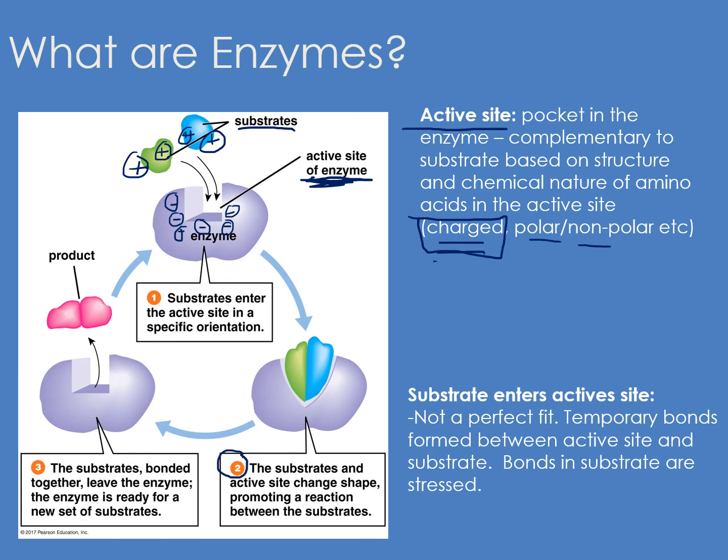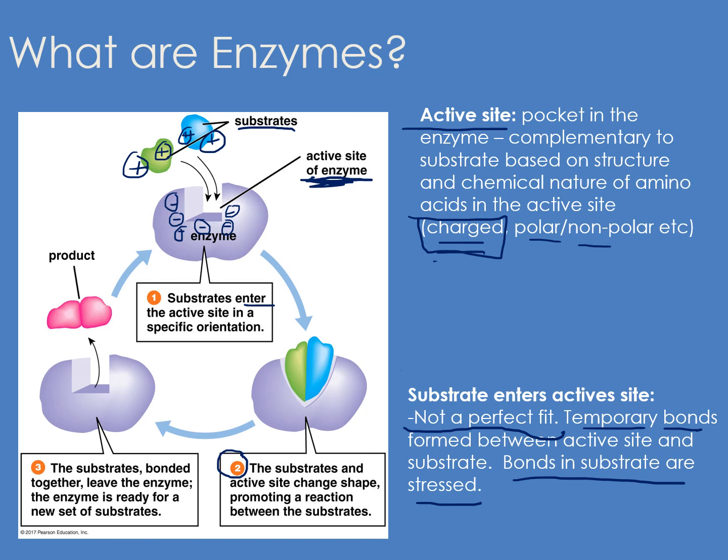So step 2 down here. The substrate and active site change shape, promoting a reaction between the substrates. They kind of missed one part, which is, of course, that the substrate molecule enters the active site. I guess it says that here: the substrate molecules enter the active site. Now, let me say this. When they have done that, it is not a perfect fit. It's like you putting on a shoe that is somewhat too small for you. What that does is stress the substrate molecules. It stresses their bonds, like a shoe that is too small stresses your foot as well as the shoe. Temporary bonds are formed between the active site and the substrate. The bonds in the substrate molecules are stressed similarly as your foot is stressed when it's put in a shoe that is too small. This is where the lowered activation energy state is produced from.